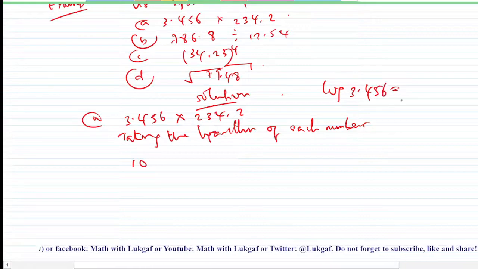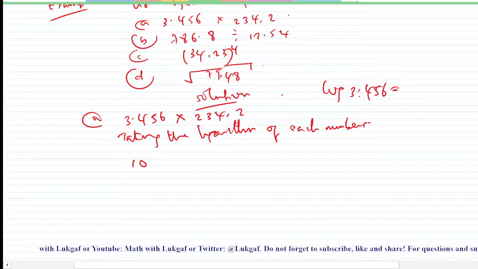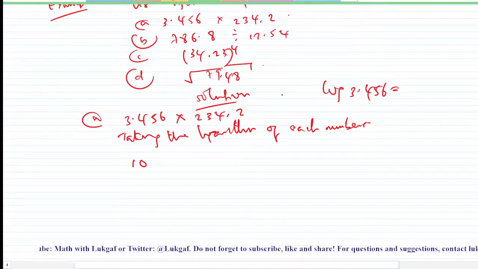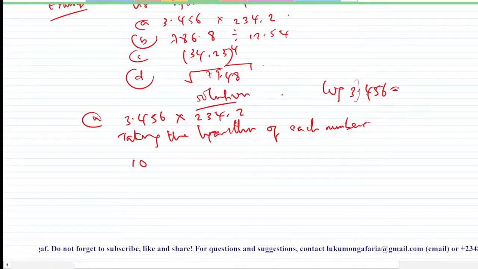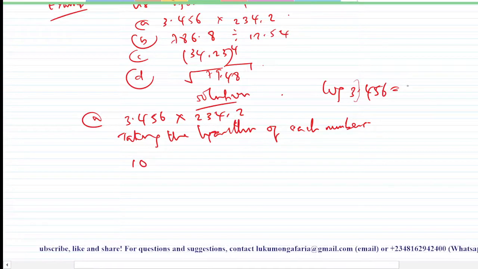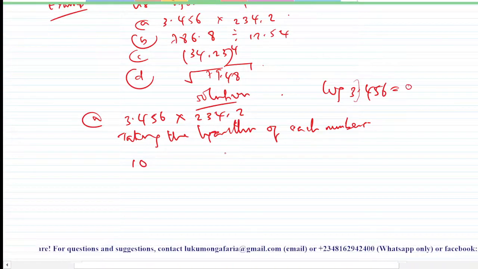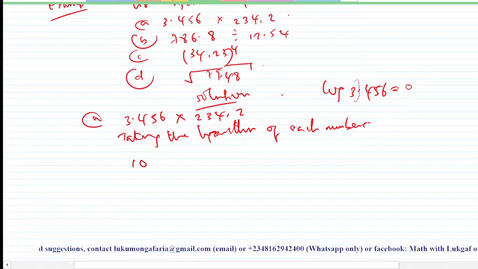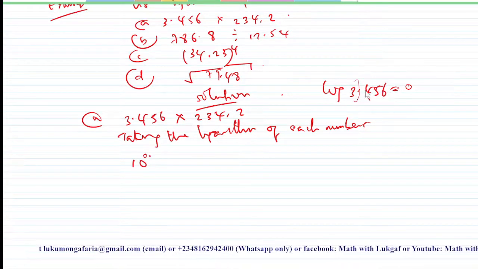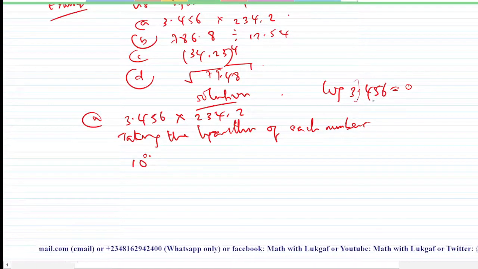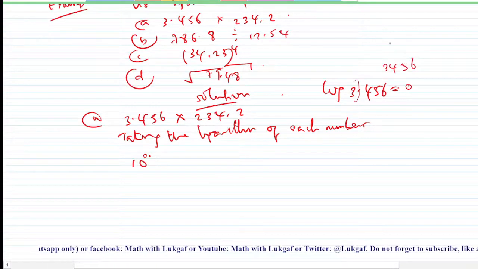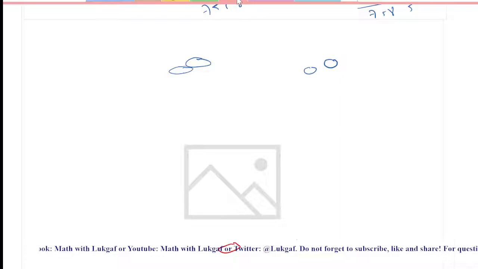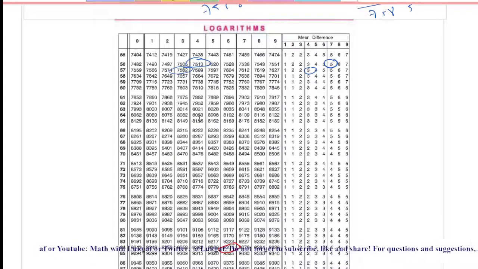So let me say log 3.456. What are you going to do first? You find your characteristics part. Don't forget the characteristics part. You count the number of digits you have, which is 1 before the decimal point, and you subtract 1 from it. Your characteristics part here will be 0. You understand now? Then you have 0 point. You now get rid of this decimal and check the number in your logarithm table. That's 3, 4, 5, 6. How do you check that? You check the first 2 digits.